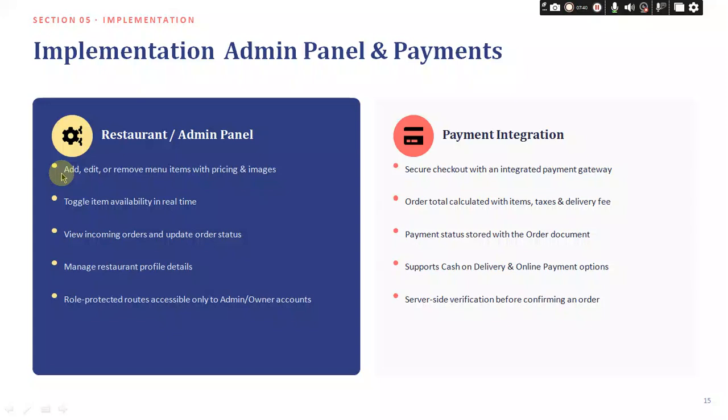So here we have a restaurant panel, or admin panel, you can say. In this we can edit or remove the menu item with pricing and images. We can toggle the information, and that's it. And for payment we use the Stripe API, so the payment is secure.